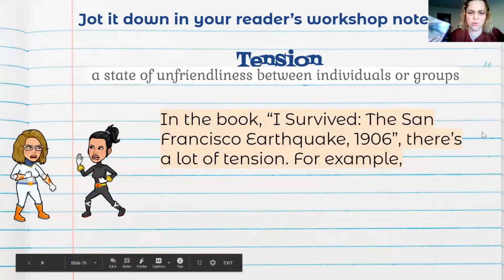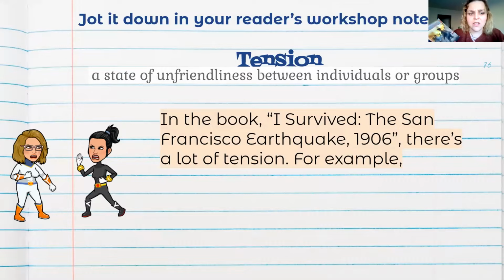So let's look at what that word tension means, right? I say, you say, one more time, tension. So tension means a state of unfriendliness between individuals or groups. So I actually chose a really funny Bitmoji of Miss Delgado and I getting into an argument or fighting. So tension is when you have conflict, right? There's a feeling of conflict between a character and another character, or a character and something that might be happening to that person or to that character.